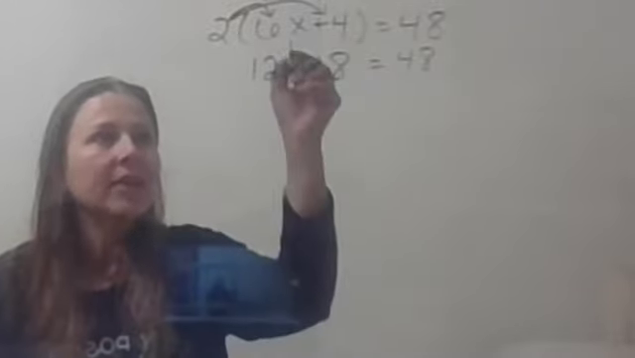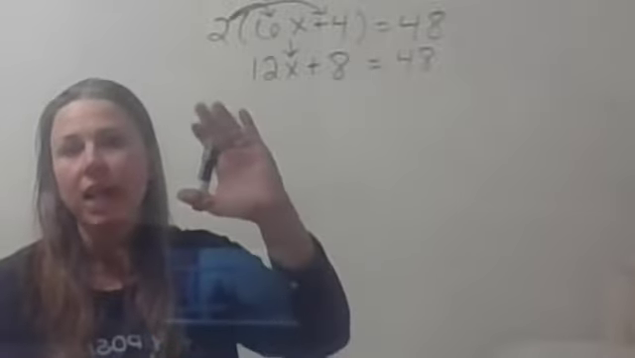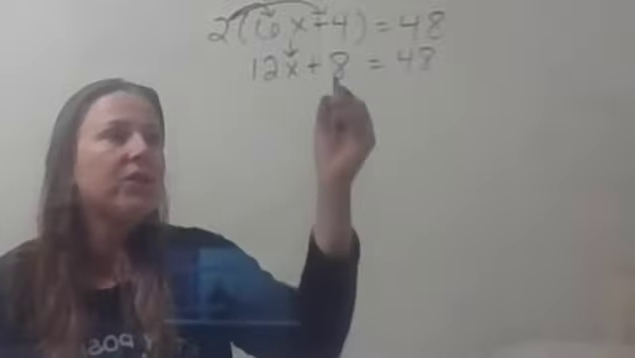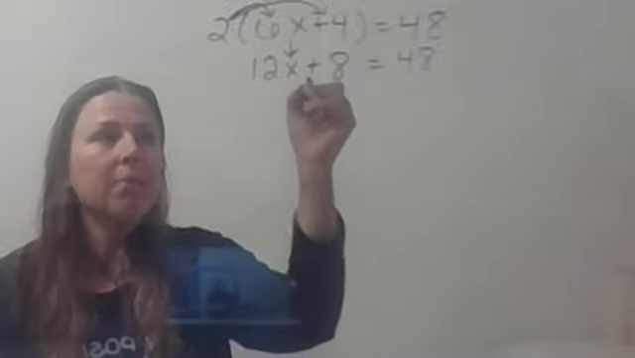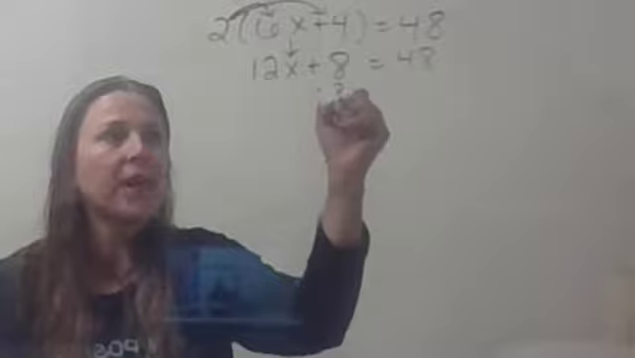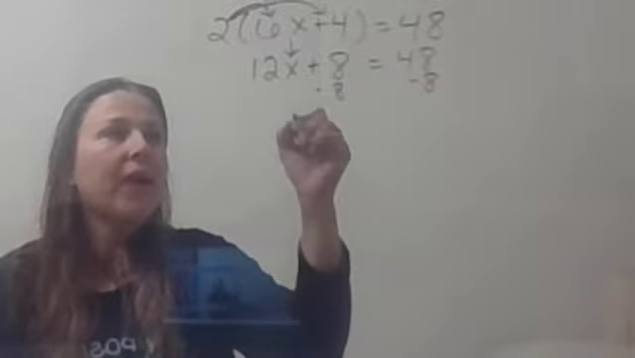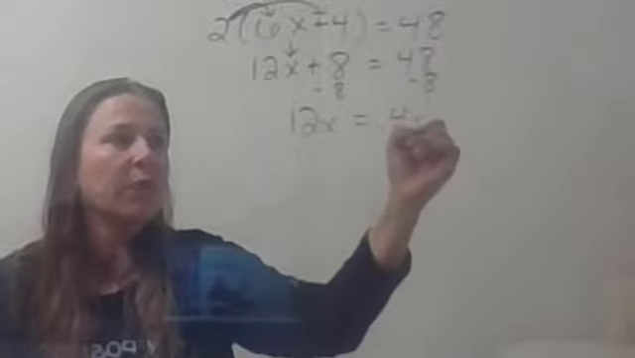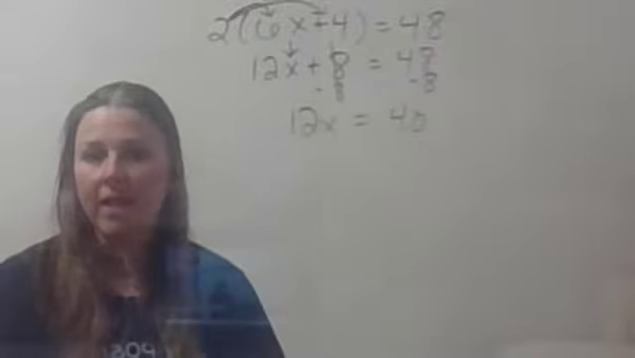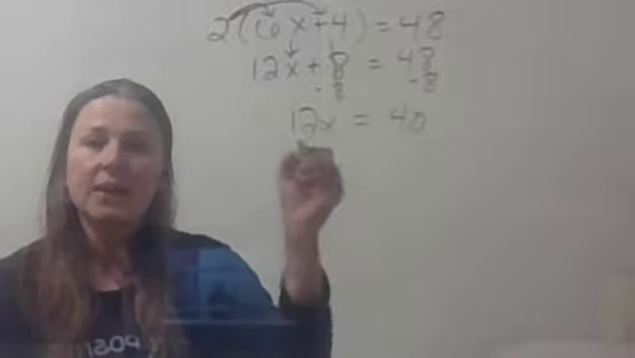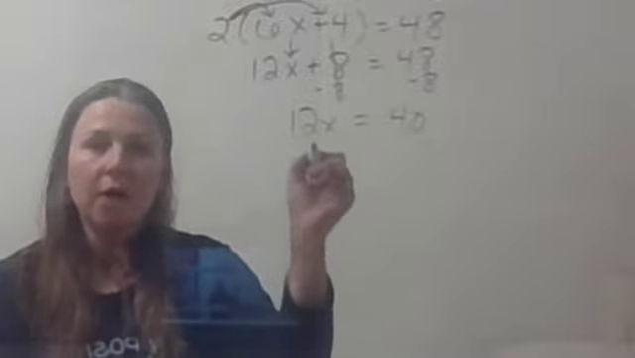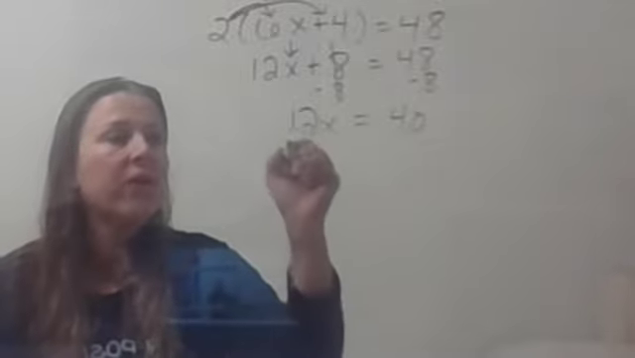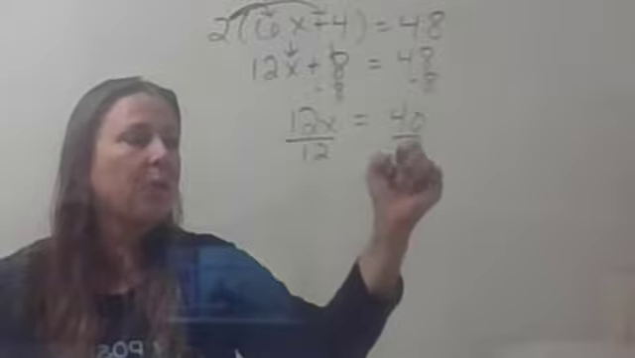Now, to get the x alone, we need to get all of the letters to one side and all of the numbers to the opposite side of the equal sign. So we're going to take this 8 and move it. Because it's a plus 8, we're moving it by subtracting. So now we have 12x equals 48 minus 8, which is 40. This cancels, which is what we want. So to get the x alone, we need to undo this 12 through division because a number next to a letter means multiply. So we're going to divide by 12.